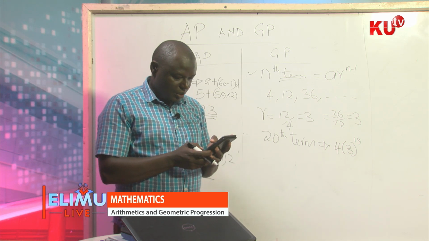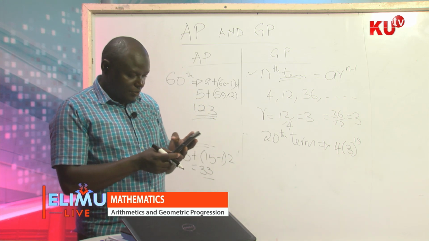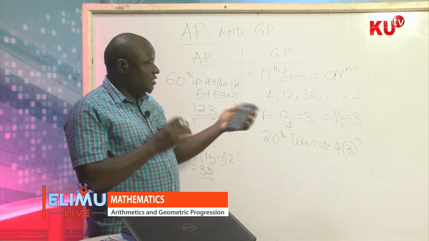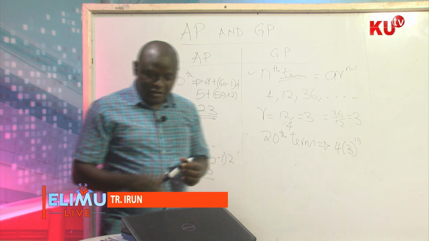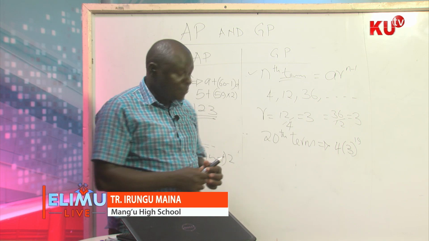Just a moment. 3 raised to power 19. That's quite a big number. Then multiply that by 4. You get quite a big number. But that's basically how we would go about that. Having said that, I want us now to look at some examples.